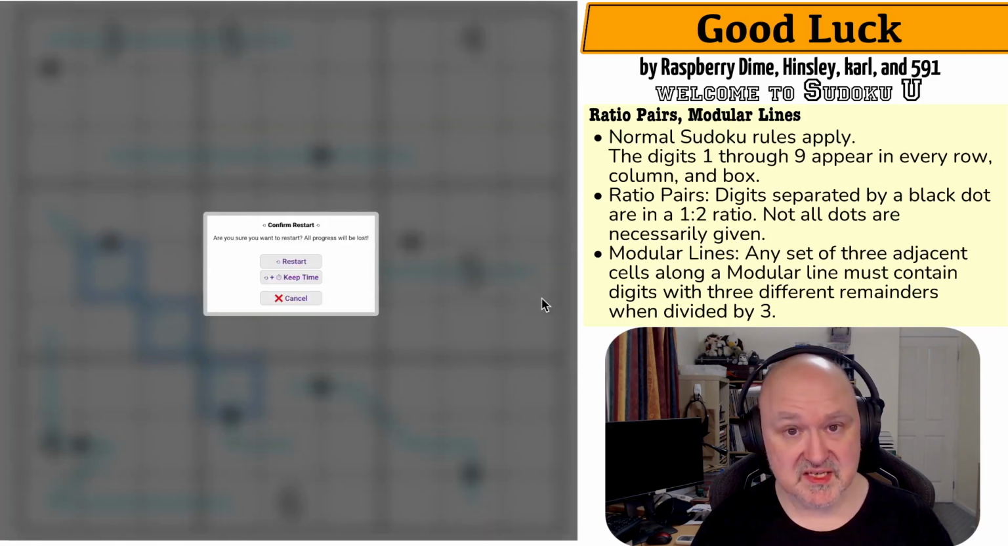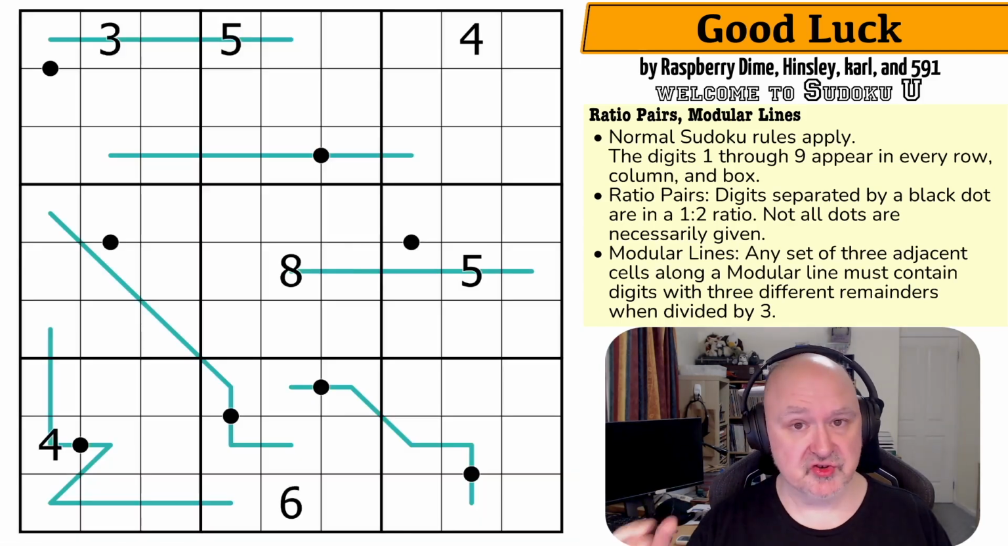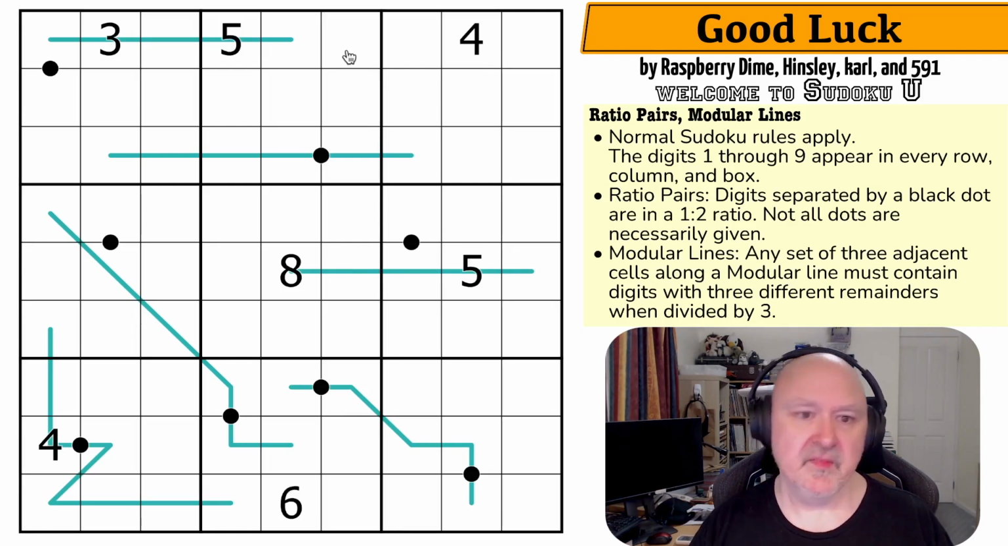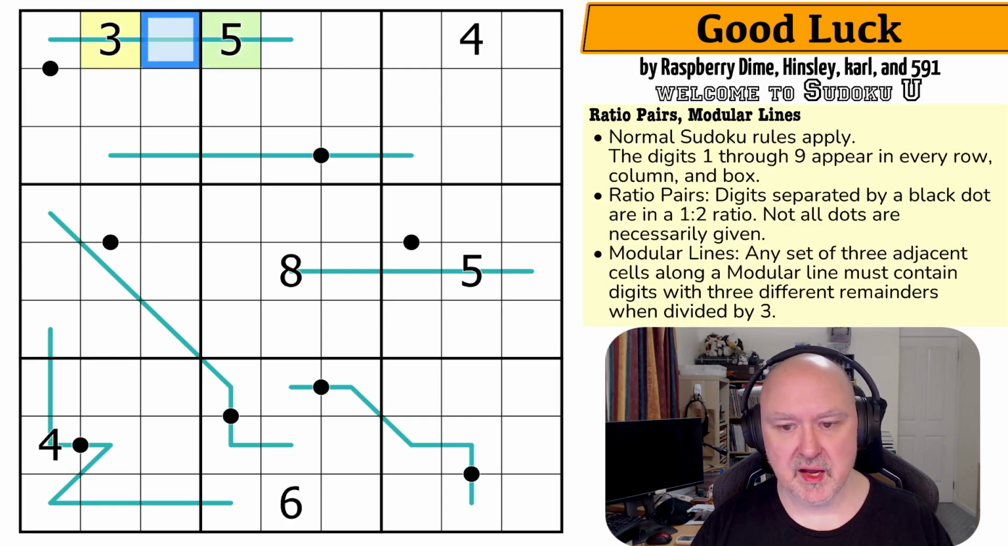I'm now going to restart the puzzle to restart my timer. You can try this on the puzzle link below. Let's give this a shot. This is definitely the place to start because this digit here is with remainder 0. It's from the 369 set. This is from the 258 set. So we are missing something from the 147 set.